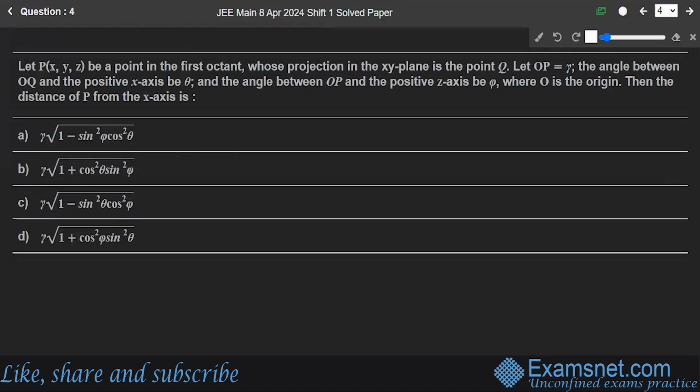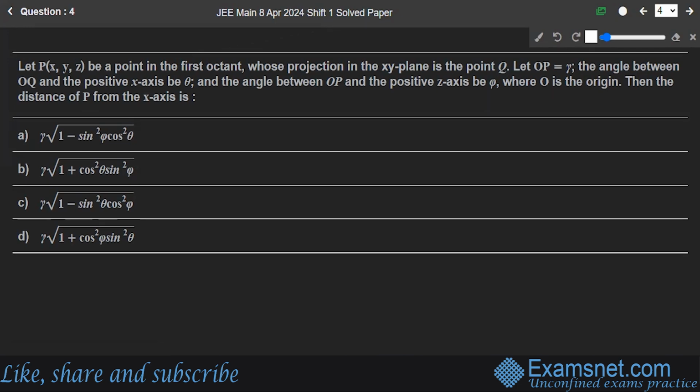Question number 4, let P(x, y, z) be the point in the first octant whose projection in the XY plane is the point Q. Let OP be gamma, the angle between OQ and the positive X axis is theta, and the angle between OP and the positive Z axis is phi. O is the origin. Then the distance of P from the X axis is.